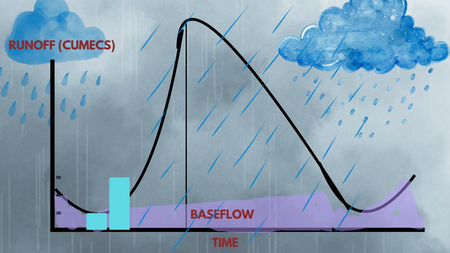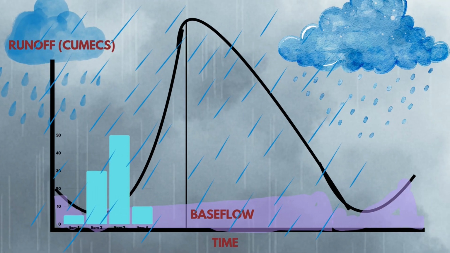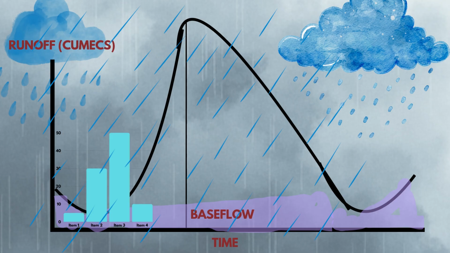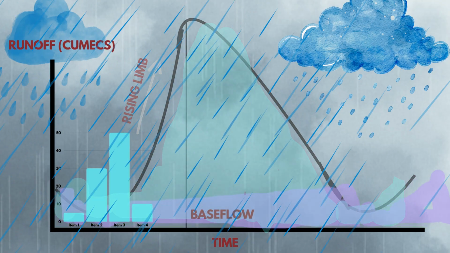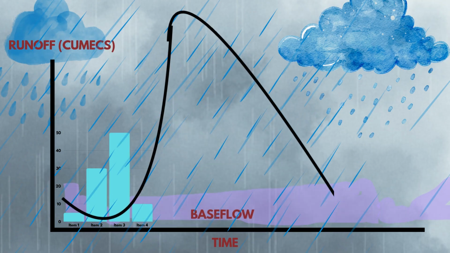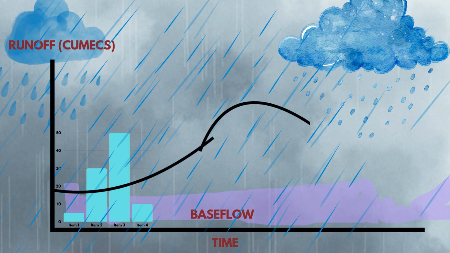When rain begins, water first soaks into the soil. As the ground becomes saturated, more water flows directly into the river. Later, as the rain intensifies, discharge in the river starts to rise. This is called the rising limb. The steepness of this rise tells us how quickly water is reaching the river. A sharp increase means water is flowing rapidly, while a gentler slope indicates a slower rise.